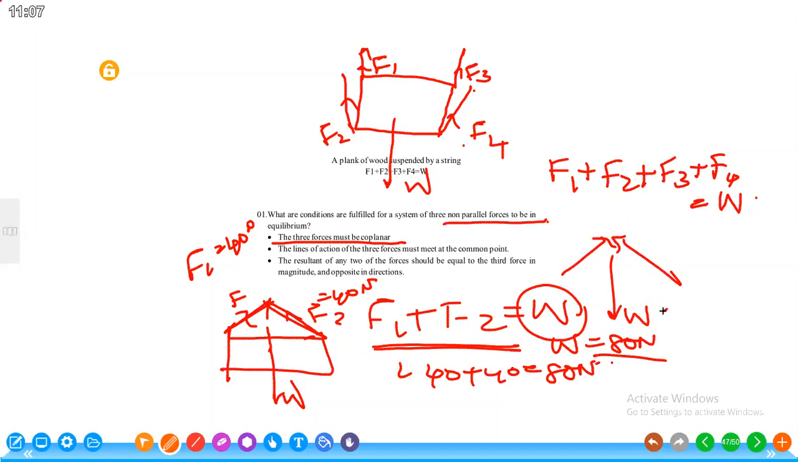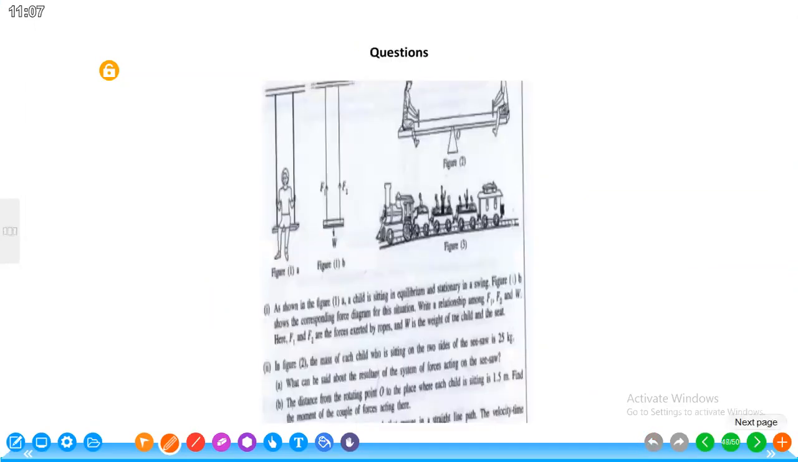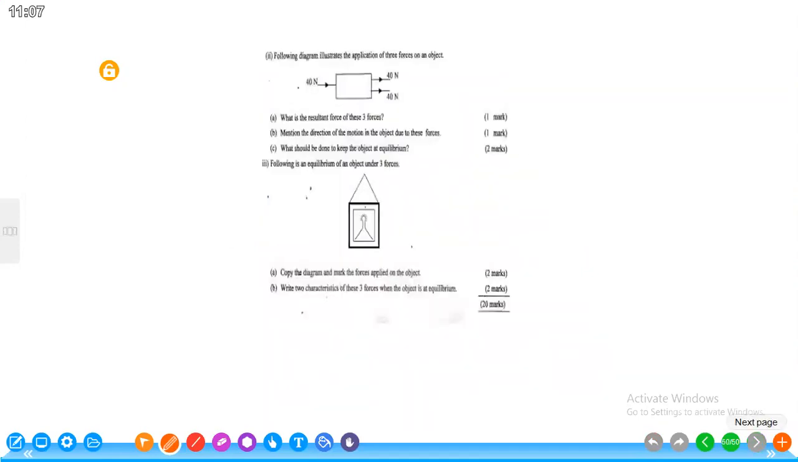And then, this is a past paper question. Okay, students, do this question and answer through the chat, students. Quickly chat your answer.